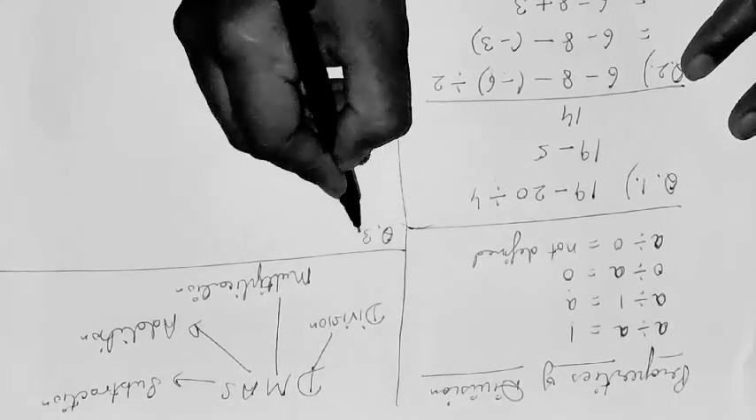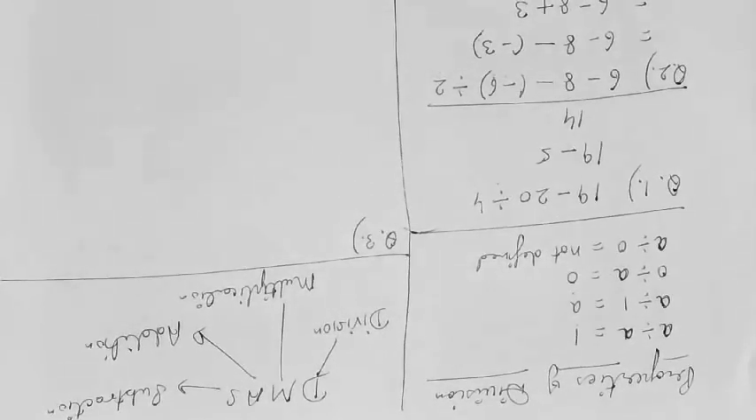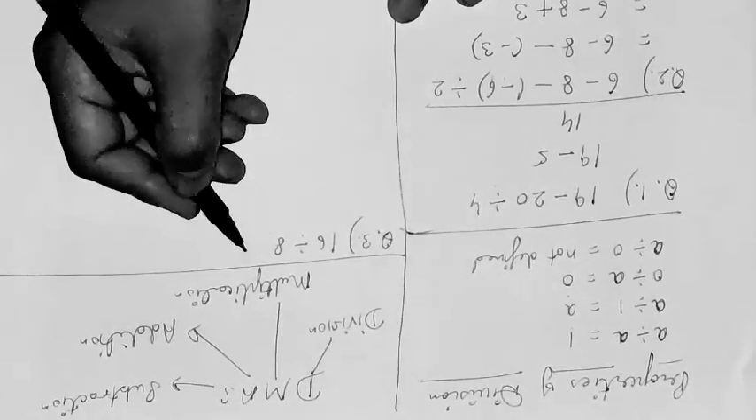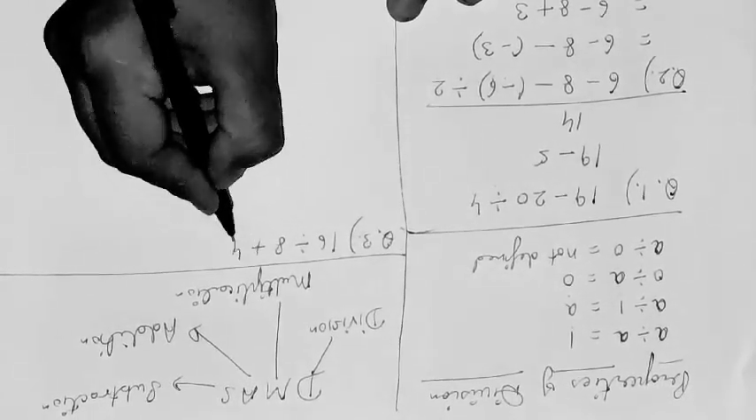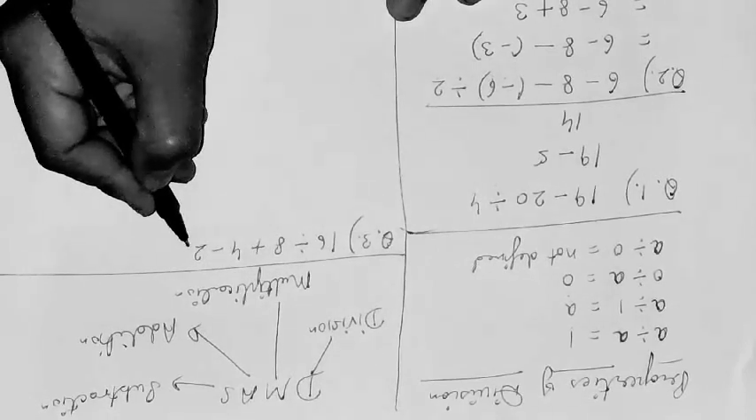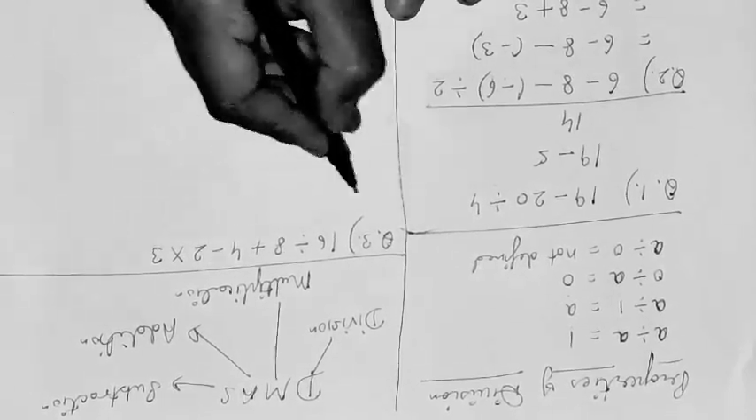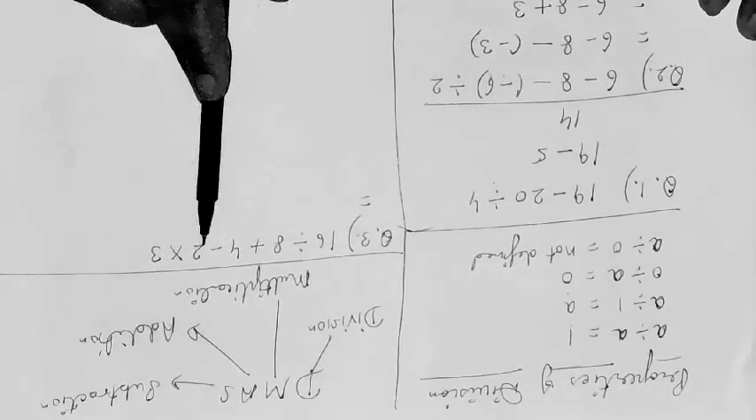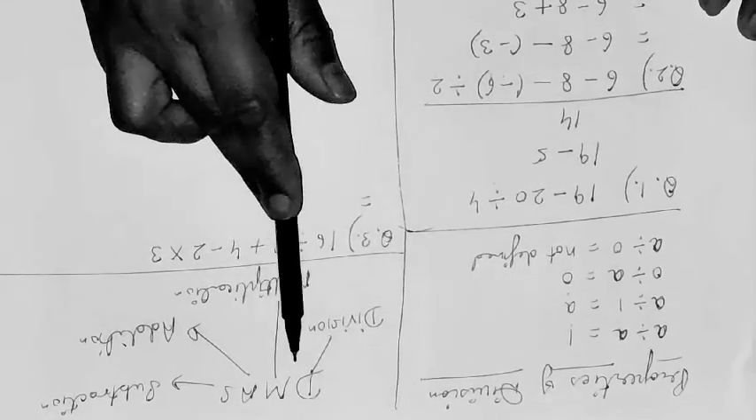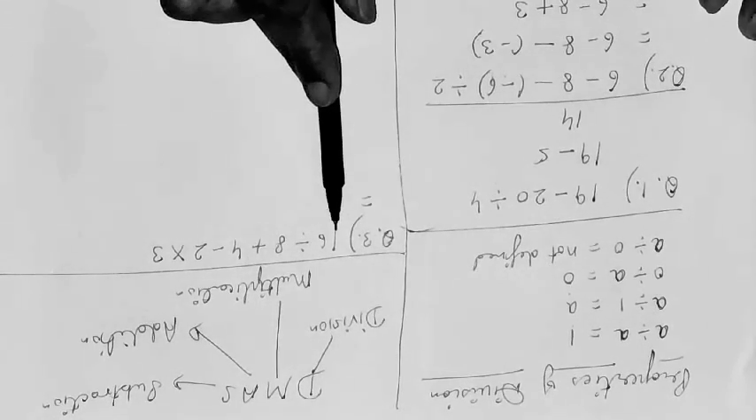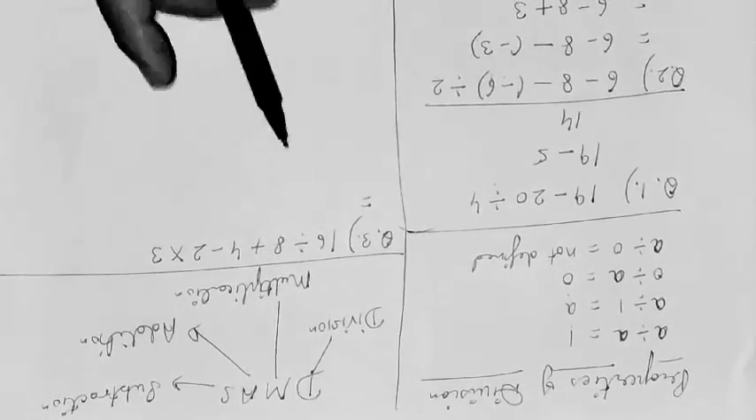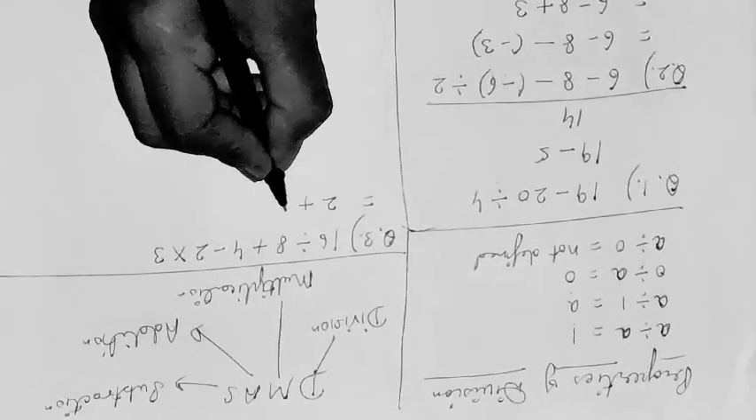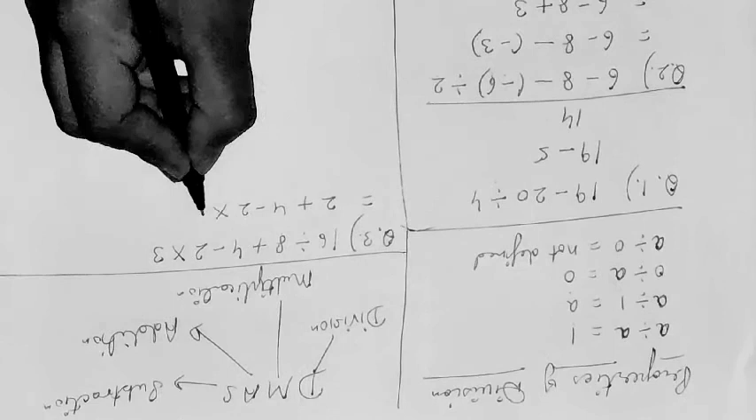Question number 3. 16 divided by 8 plus 4 minus 2 multiplied by 3. Now see, we have almost all of the signs here: plus, minus, multiplication, division, and we know that we have to divide first. So divide 16 by 8 first. We know 8 2s is 16, so the answer is 2. Then plus 4 minus 2 multiplied by 3.